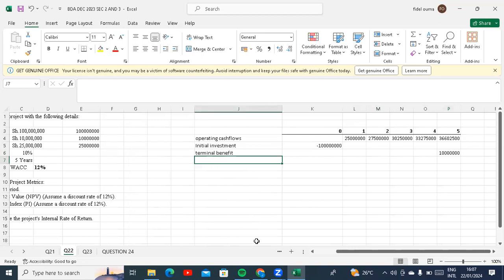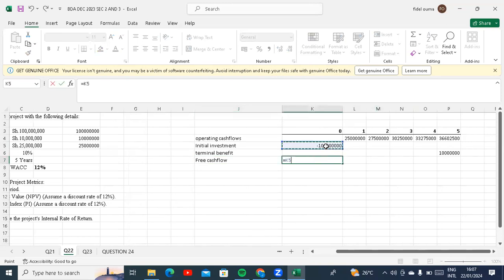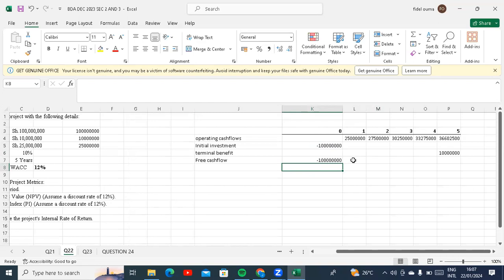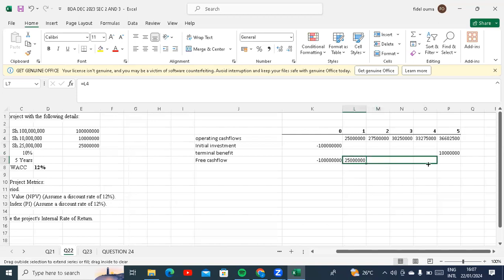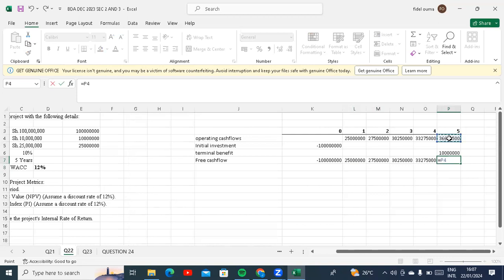Then this is what we call the free cash flow. In year 0, we'll only have that one. Then from year 1 to 4, I'll just copy this. Then for year 5, I'll add this plus this. Alternatively, you can sum it, and I'll get that. So this is the free cash flow.